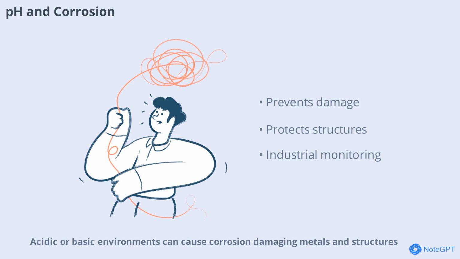Acidic or basic environments can cause corrosion, damaging metals and structures. For example, acidic rain can corrode bridges and buildings. Industries monitor pH to prevent costly damage and maintain safety. Understanding pH helps engineers design materials and systems that resist corrosion.